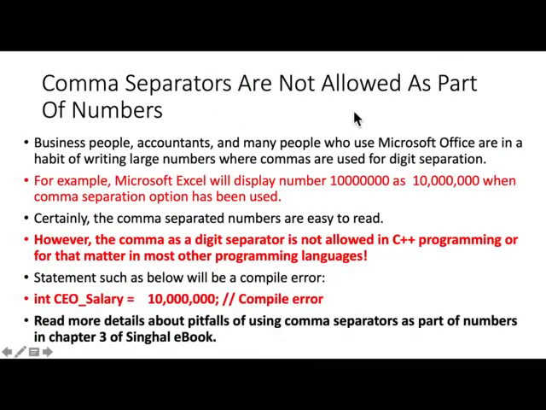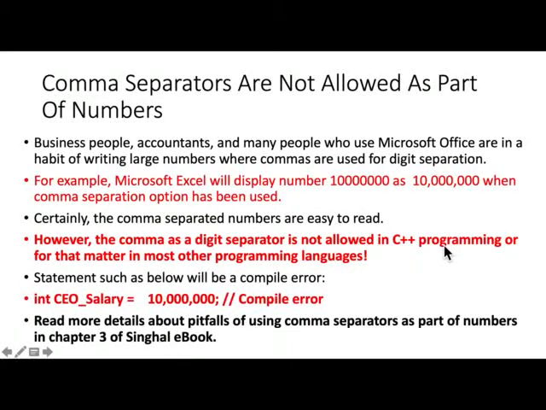This is very important again. People who come from the business division to us get shocked by this. Business people, accountants, and many people who use Microsoft Office are in the habit of writing large numbers where commas are used for digit separation. For example, Microsoft Excel will display the number which is 10 million as 10, comma separator, 3 zeros, comma separator, and another 3 zeros. Certainly comma separated numbers are easy to read, but comma as a digit separator is not allowed in C++ programming.